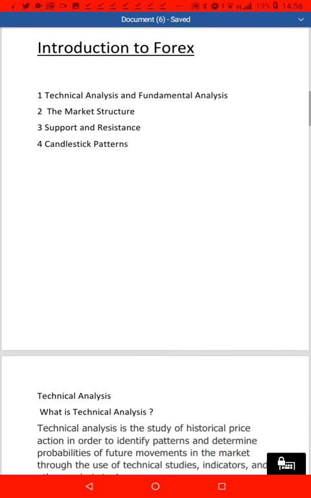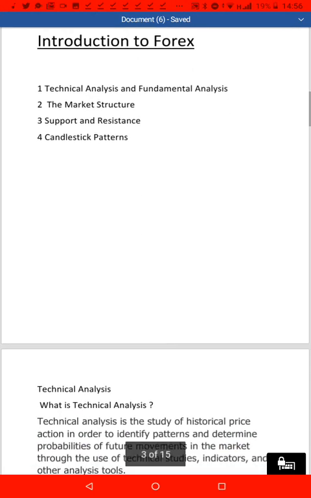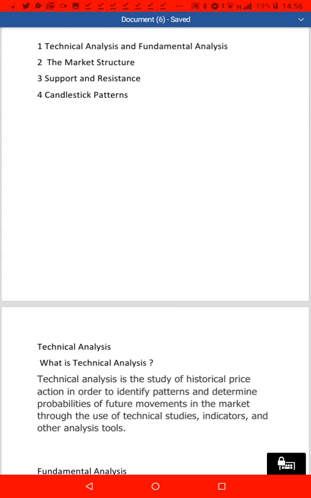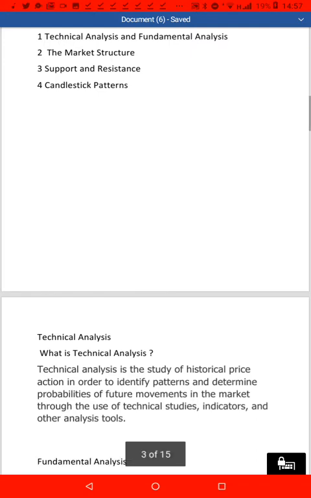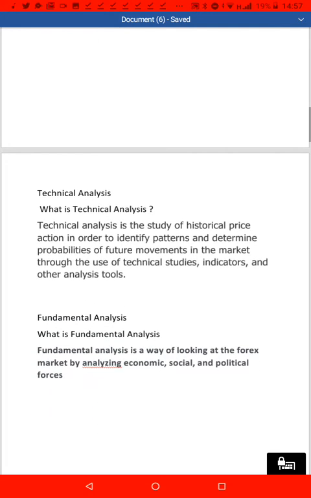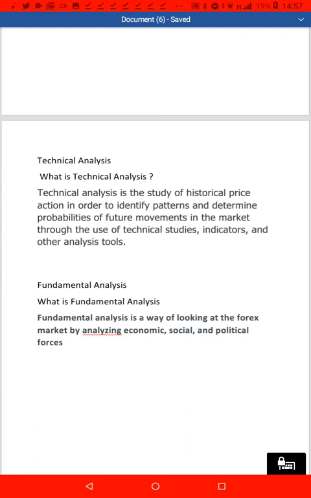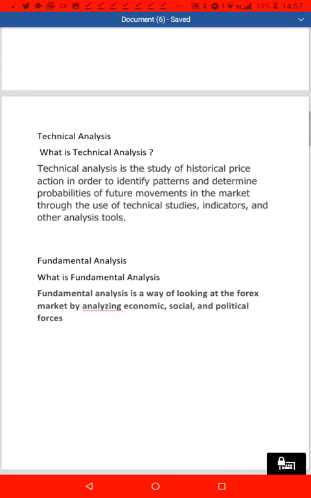You must understand support and resistance. You must understand candlestick patterns, because they are the ones that determine whether you should sell or you should buy. And then technical analysis. What is technical analysis? Technical analysis is the study of the historical price in order to identify the patterns that determine probability for future movement in the market.